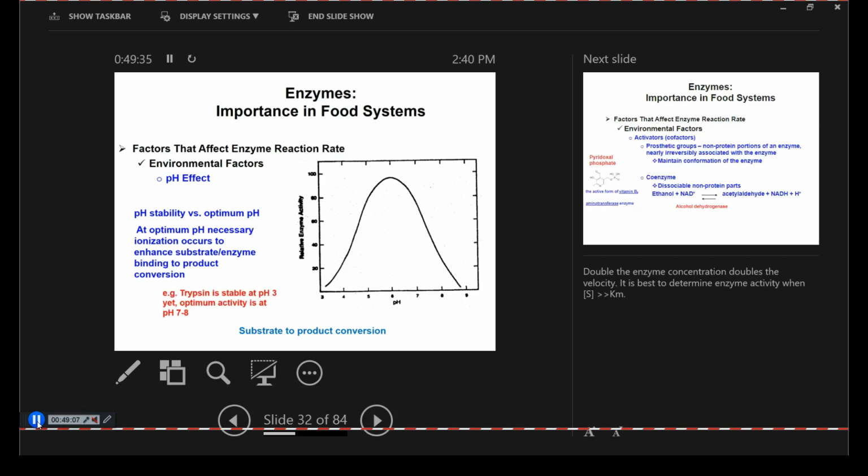For example, here trypsin is stable at pH 3, but optimum activity is pH 7 to 8. So you can bring down the pH and trypsin is still there. It's still relatively stable, not necessarily active, but still stable, not denatured. When you bring it back to 7 or 8, then the trypsin acts again the same way.